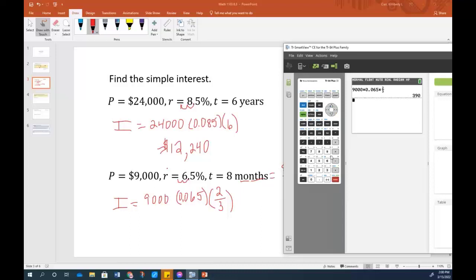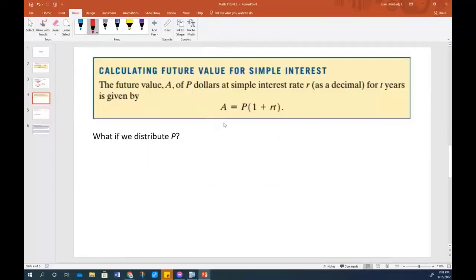And again, if I had done 9,000 times 0.065 times, and then I could have put 2 divided by 3 with parentheses around it, and I get the exact same thing. So if you need to, you can just enter your fractions like that. But that's 390 then. But let's look at future value.